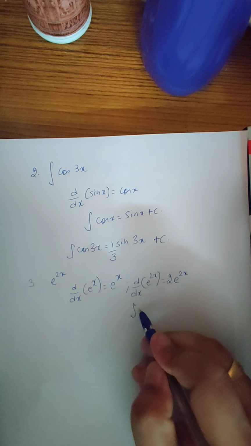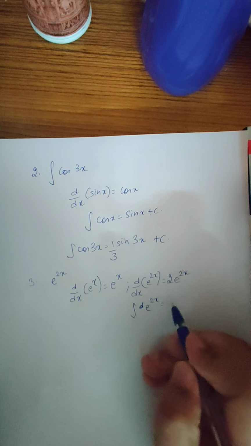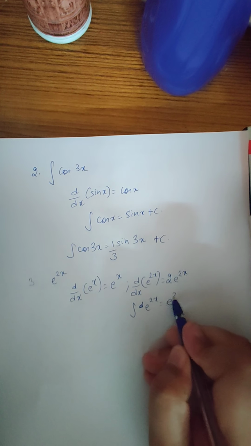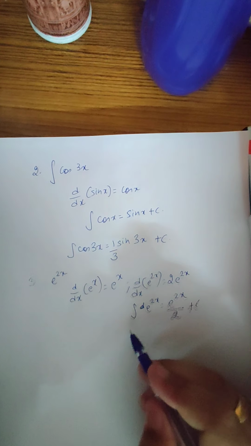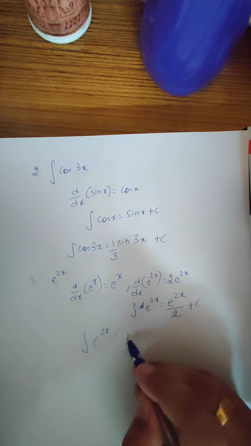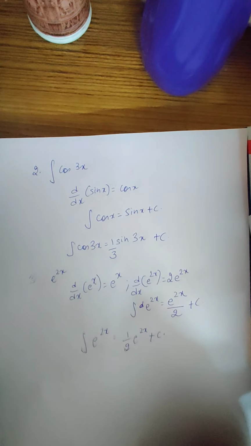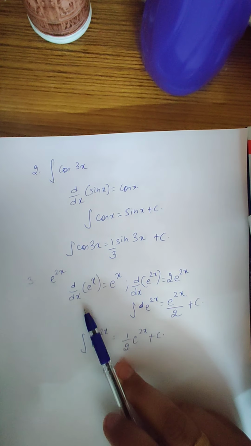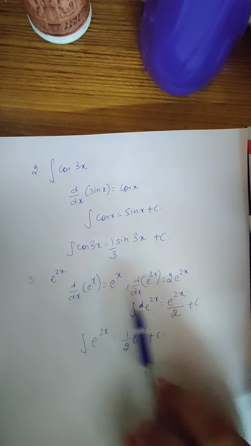When it comes to integration of e power 2x, it will be e power 2x divided by 2 plus c. So the integration of e power 2x equals half of e power 2x plus c. So whether you do differentiation or integration, the function remains the same.